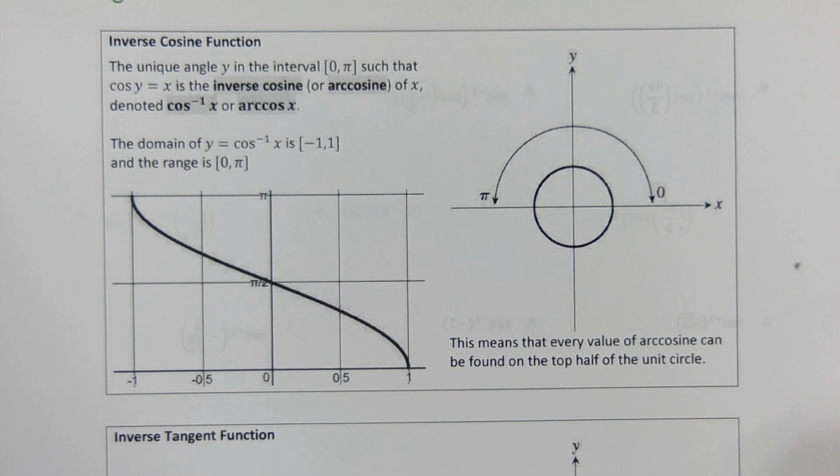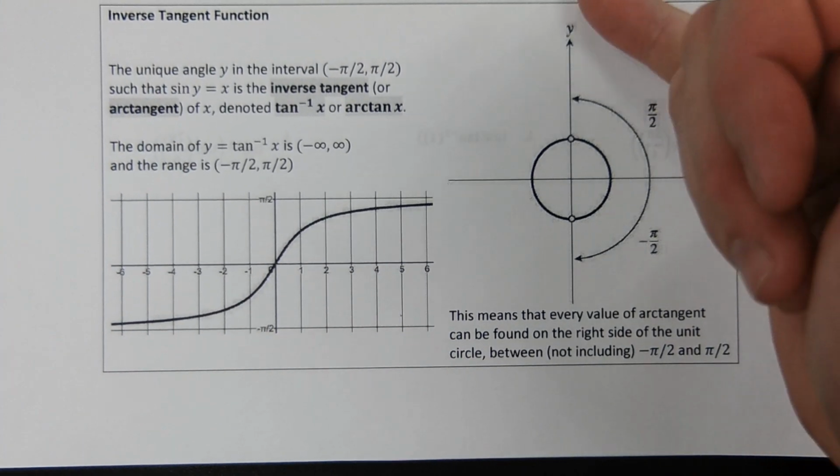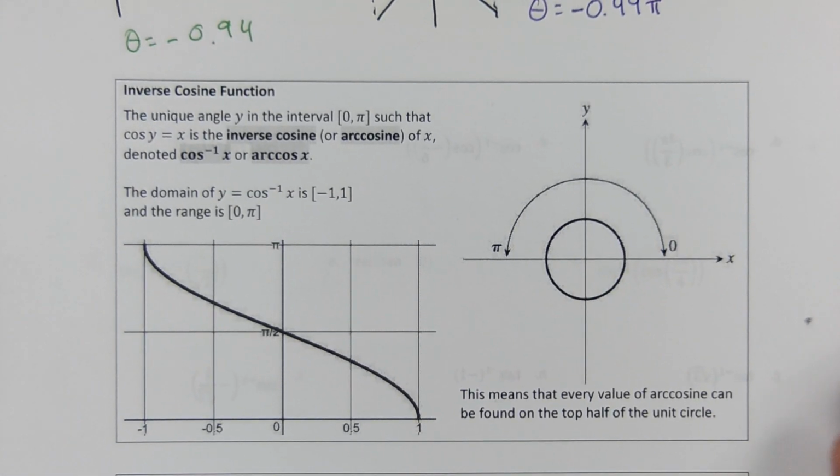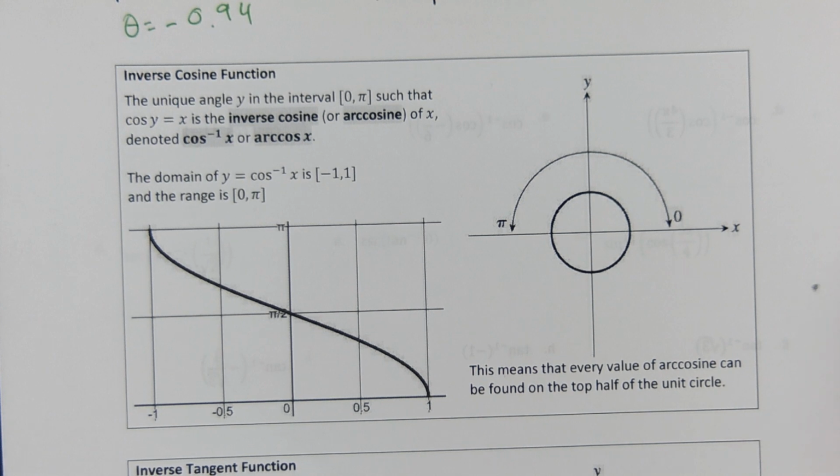So tangent inverse and sine inverse are basically going to play by the exact same rules. Just remember tangent's undefined on the y-axis, so tangent inverse won't produce the y-axis. Cosine inverse, 1 and 2. You got to try to remember that. Cosine inverse is 1 and 2.